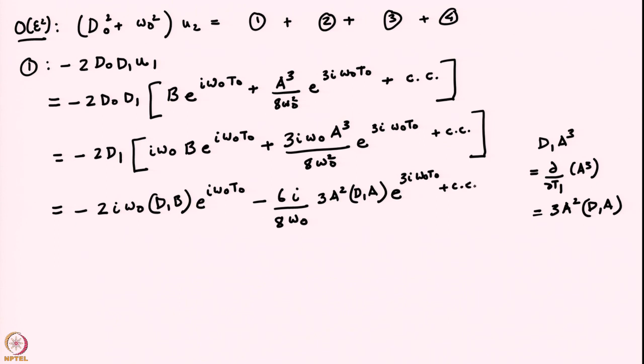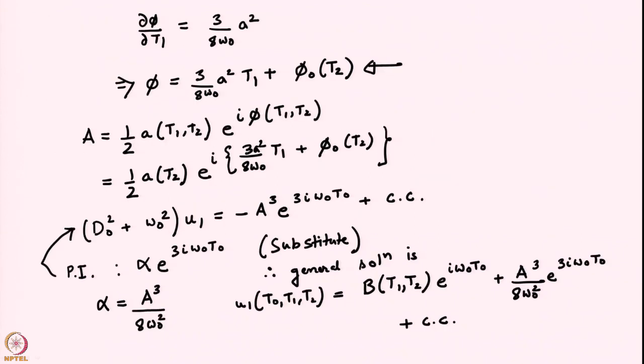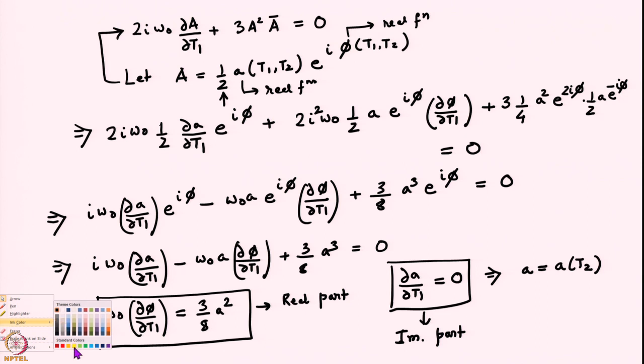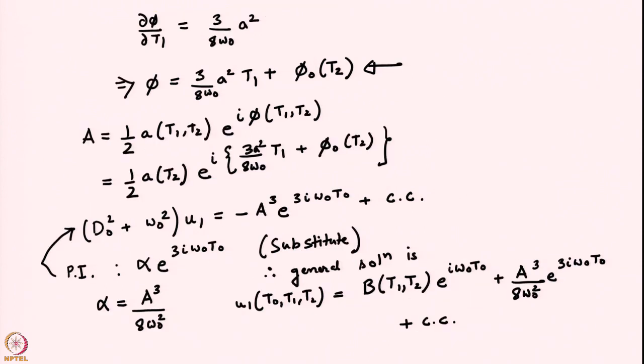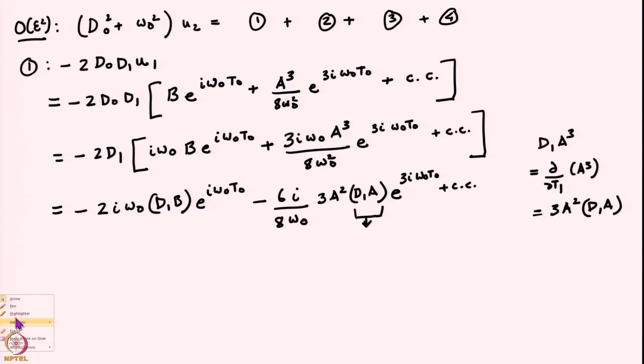Now this is the place where I am going to introduce some simplification which will help the algebra. We have an expression for d1 of a from before. Recall that in the previous order we had an equation which looked like this. This was obtained by setting a resonant forcing term on the right hand side at that order to 0. Note that this is just d1 of a, del a by del t1 by definition is d1 of a. So I am just going to take this expression next, replace d1 of a from this and substitute it in the equation that I have. This will just make it easier for me to do the algebra.